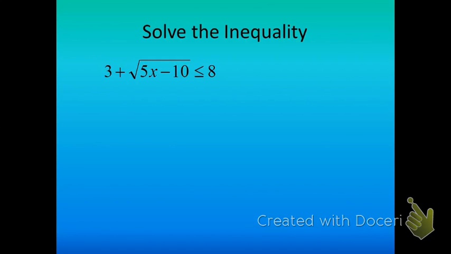So you have, for an example, 3 plus the square root of 5x minus 10 being less than or equal to 8. Step 1 says, if it's even, see what values are non-negative, so you have to find out what part of the radicand is bigger than or equal to 0. So we take the radicand, we split it off to the side, and solve it for when it's bigger than or equal to 0. You get 5x is greater than or equal to 10, and we get x is greater than or equal to 2.